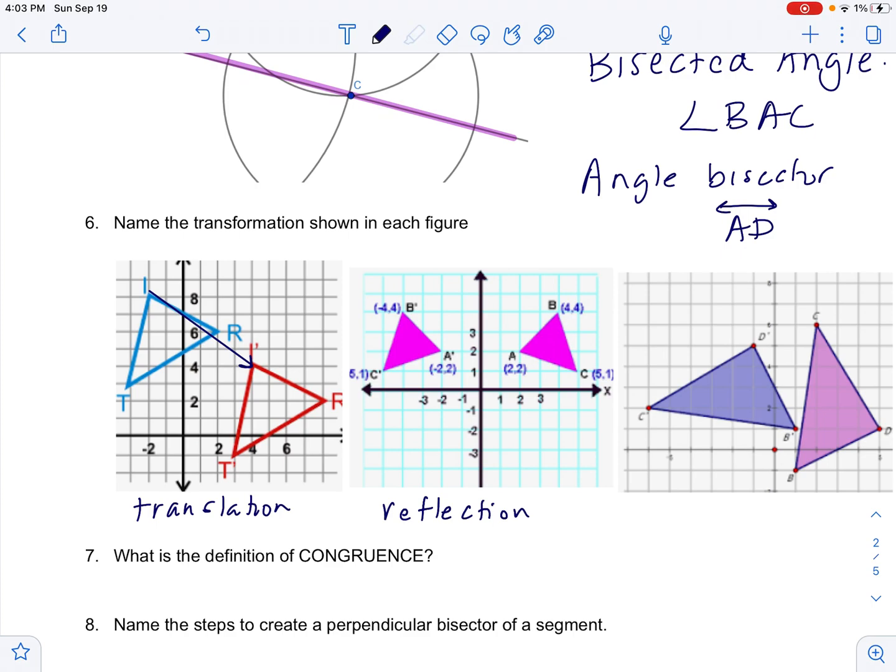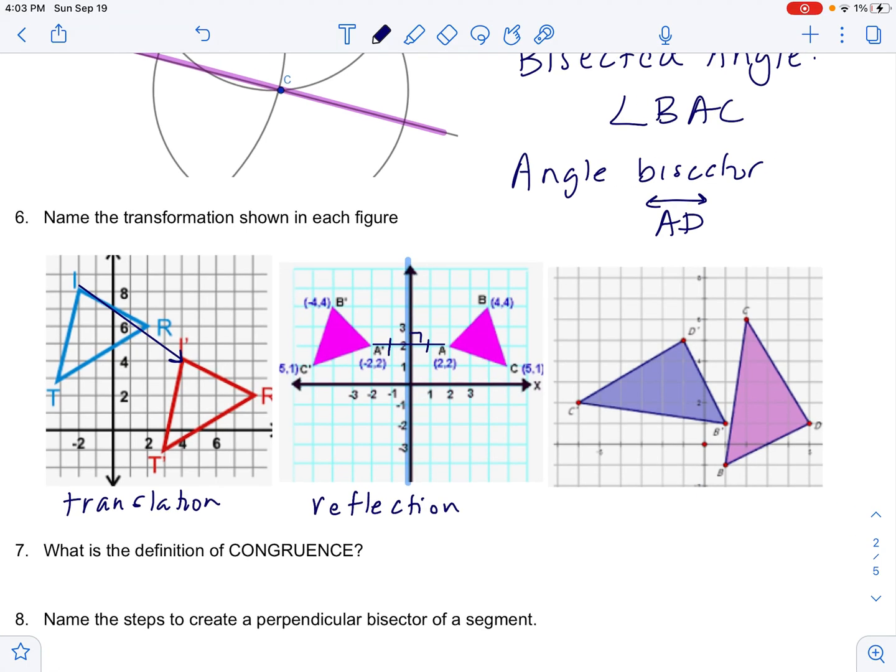In a reflection, we have a reflecting line that is a perpendicular bisector. So that line that I just highlighted in blue is actually the perpendicular bisector of the segment joining corresponding points. And the third one is a rotation.